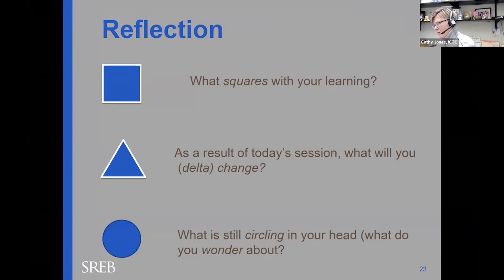All right. So I'd like to open this up for questions and answers if we have any. I want you to think about the session today and ask what squares with your learning. As a result of today's session, what will you change? And what is still circling in your head, and what are you still wondering about? Go ahead and take a second and think about that before we open it up for questions.